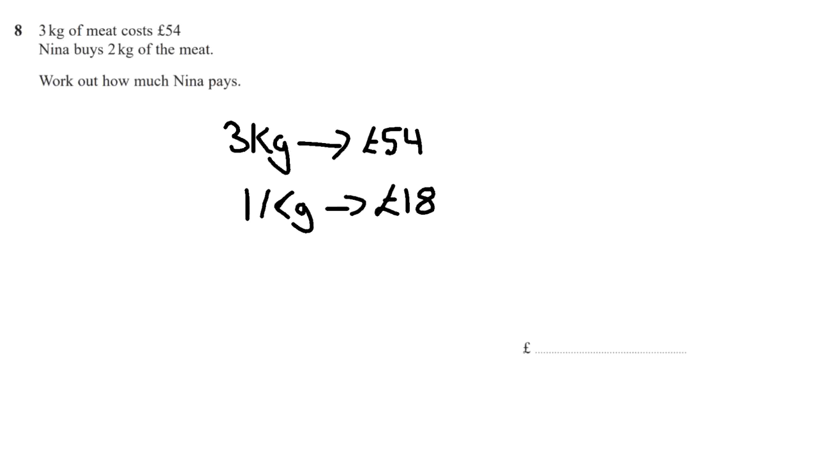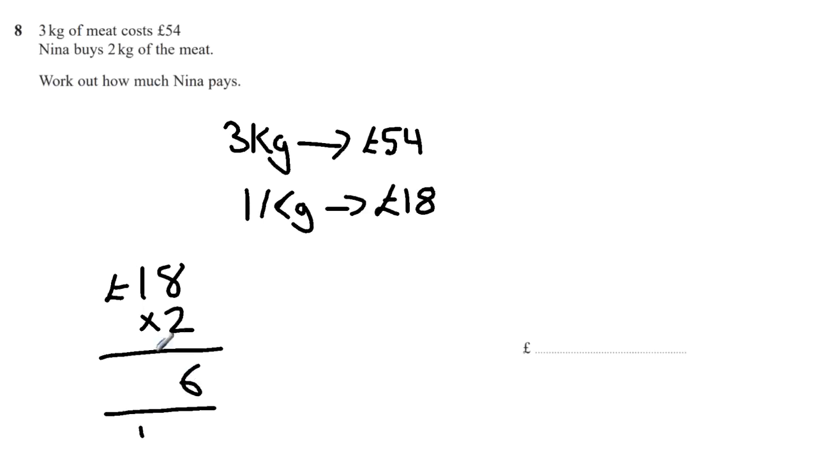We want to know the cost of 2 kilograms, so we need to multiply 18 times 2 to give us the total cost. So £18 times 2. So it will cost Nina £36. So it would cost Nina £36 to buy meat that weighs 2 kilograms.